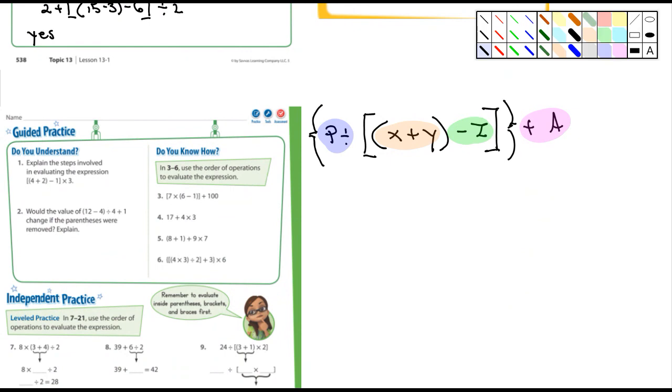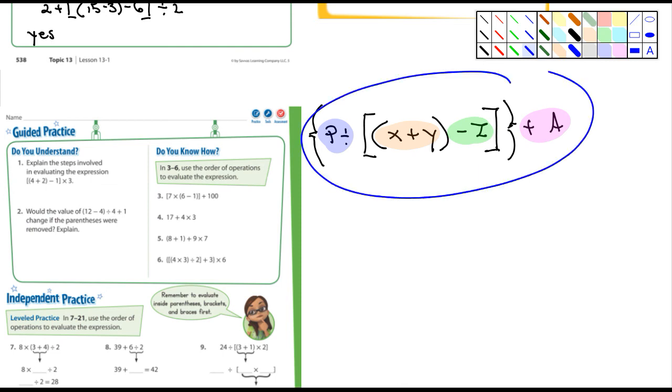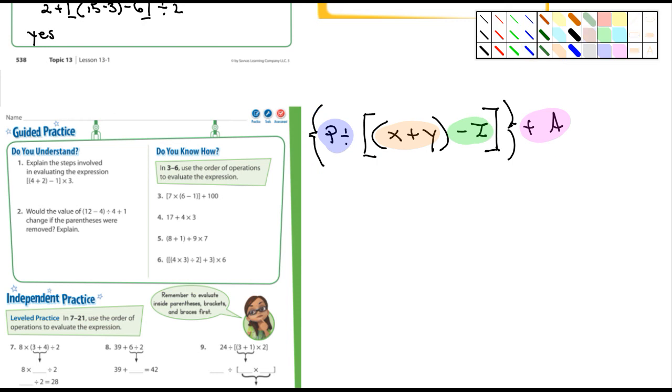Look at this, and I used algebra. What I mean by that is I just used letters here, you guys. I didn't even worry about numbers. What's the first thing you would do in this problem? What's the very first thing you would do? Well, what's in the innermost between the braces, brackets, and parentheses? Well, the x plus y. That's the first thing you would do. You would add x plus y. Whatever x and y are, it's irrelevant.